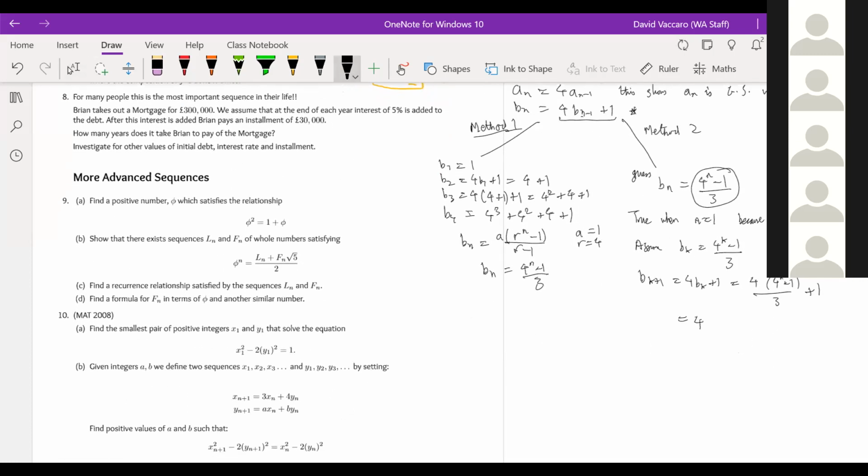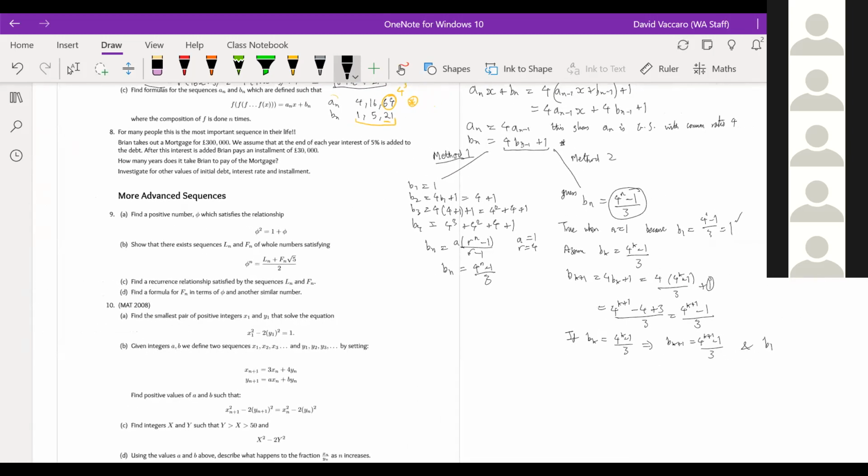4 times 4^k is 4 times k plus 1. Take away 4, we make a common denominator and write this 1 as 3 over 3. And we get 4^(k+1) minus 1 over 3. Now that's interesting. So what we've shown here is that if b_k is equal to (4^k minus 1) over 3, that implies that b_(k+1) is (4^(k+1) minus 1) over 3.